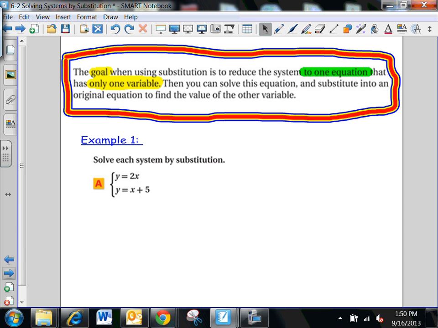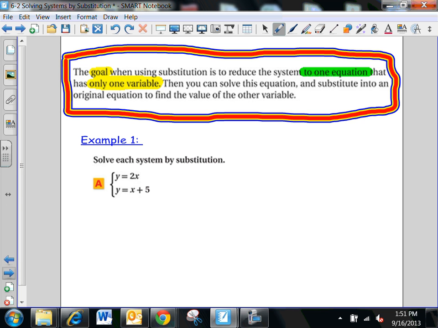Okay, so the top red definition or statement is very important. It says the goal when using substitution is to reduce the system to one equation that has only one variable. Then you can solve this equation and substitute into an original equation to find the value of the other variable. Okay, so you've learned this before. We're just going to do some examples.